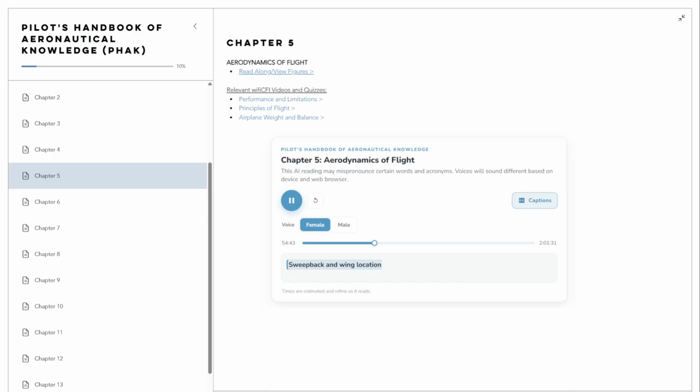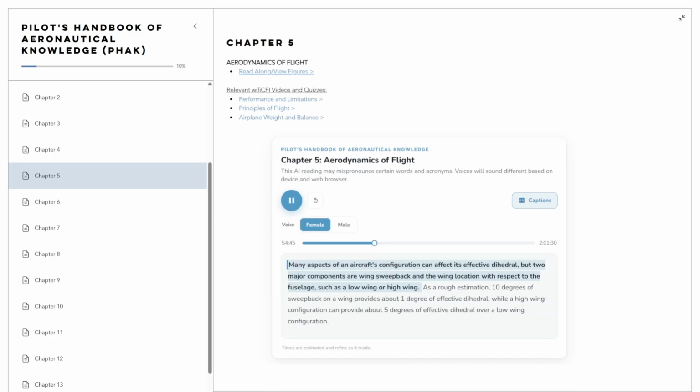Sweepback and wing location. Many aspects of an aircraft's configuration can affect its effective dihedral, but two major components are wing sweepback and the wing location with respect to the fuselage, such as a low wing or high wing. As a rough estimation, 10 degrees of sweepback on a wing provides about 1 degree of effective dihedral, while a high wing configuration can provide about 5 degrees of effective dihedral over a low wing configuration.